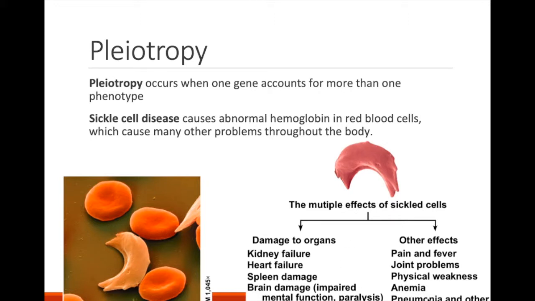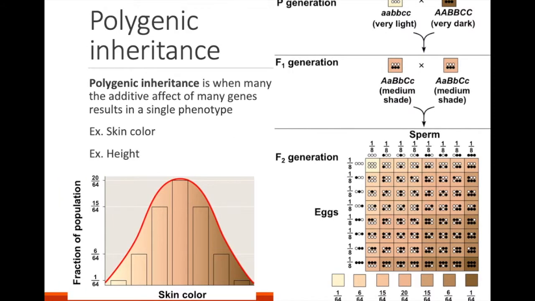It can cause damage to organs like your kidney and your heart and your brain, and it can cause other effects like joint problems, pain, physical weakness, anemia from not having enough oxygen in the blood, and it makes you susceptible to other sorts of opportunistic infections. So all of these bad effects down here are different phenotypes, but they all result from a single genotype change.